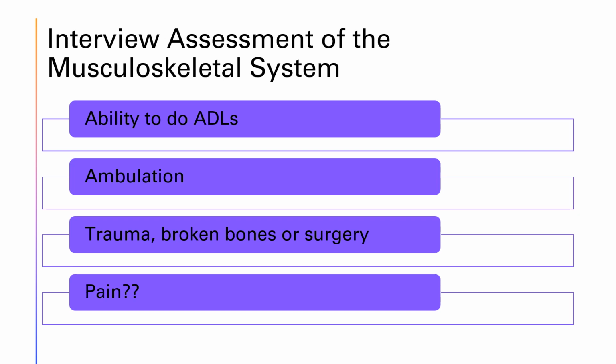Our interview is going to focus on muscle strength, ability to do ADLs, and ambulation. We do want to ask them how they're able to care for themselves at home, how well they get around, and how they do any exercising. We also want to ask about any trauma, broken bones, or surgery that can affect this body system. Asking about any pain in their arms and legs and back is helpful as well.